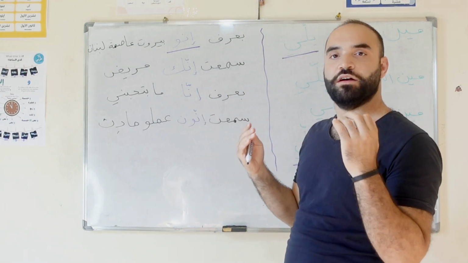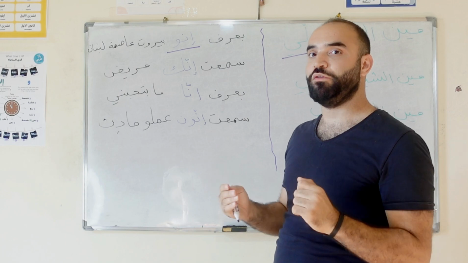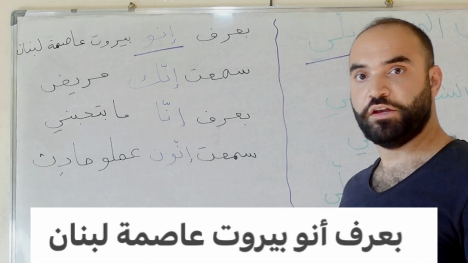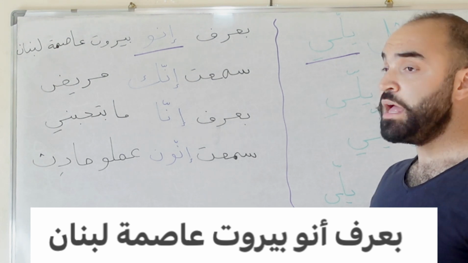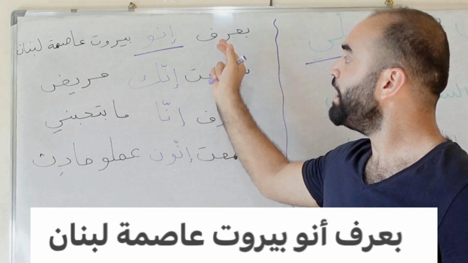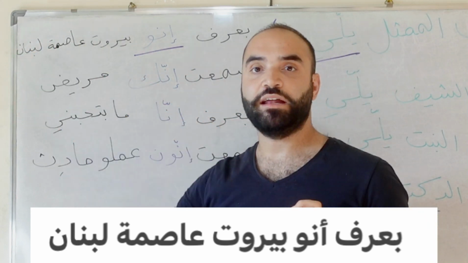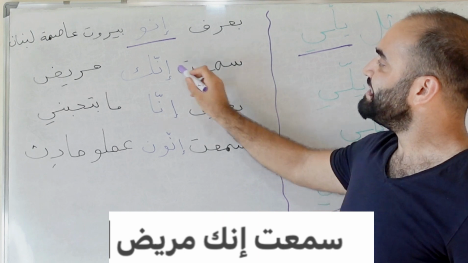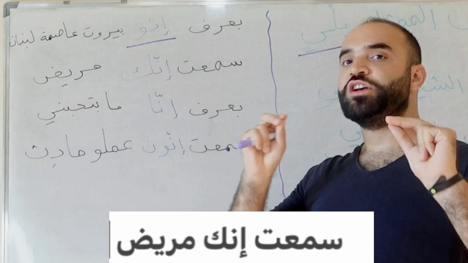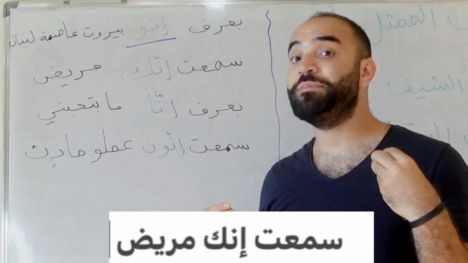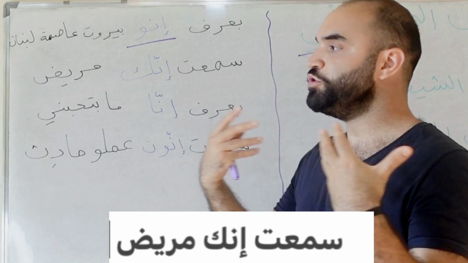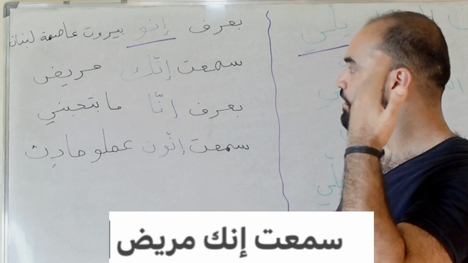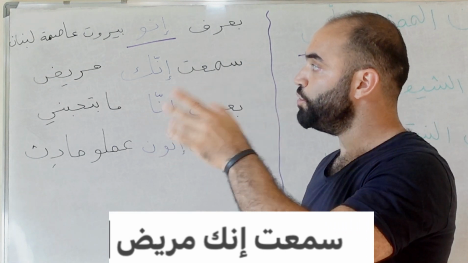Always before إنه there is a verb. بعرف إنه, I know that. بعرف إنه بيروت عاصمة لبنان. I know that Beirut is the capital of Lebanon. سمعت إنك. Here you can conjugate it, it depends on the personal pronoun. So I'm talking about you, male, for example, so I say سمعت إنك. I heard that you are sick.